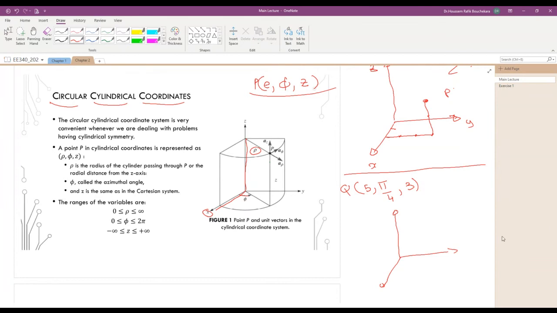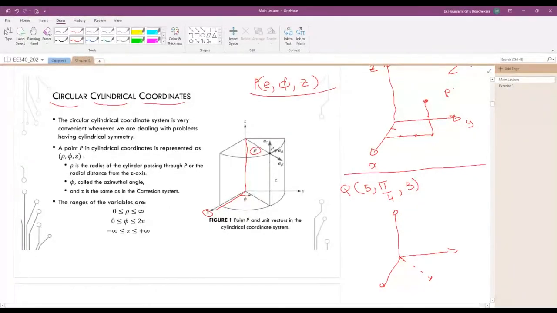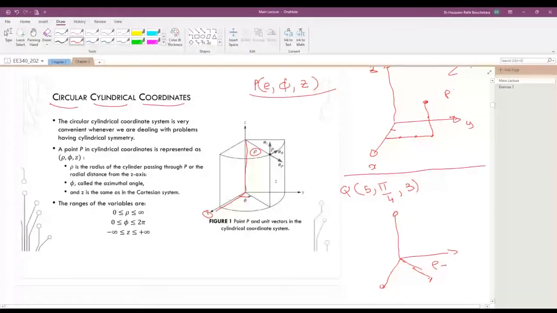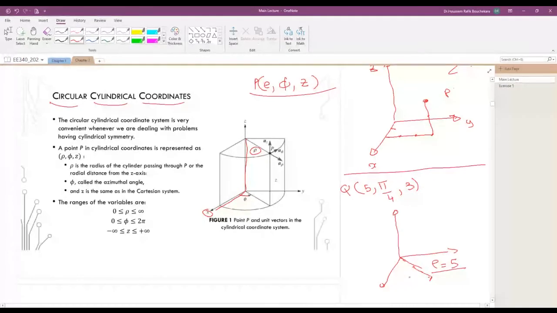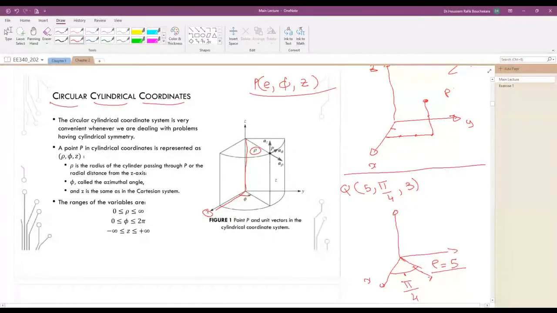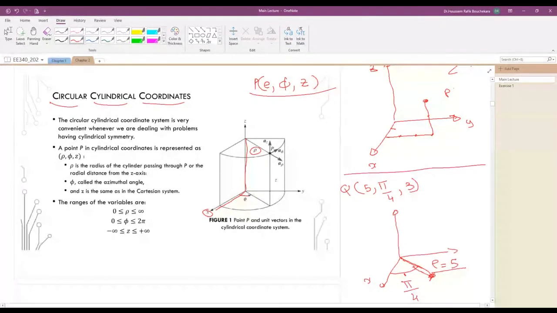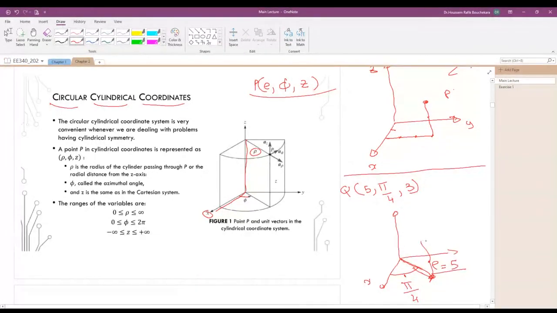How do we plot this point Q? The radius, guys, must be what? This is the rho, it must be 5, right? The angle is from x, not from y, not from z. The angle from x must be pi over 4. And then, go up by 1, 2, 3. So this is the point Q.